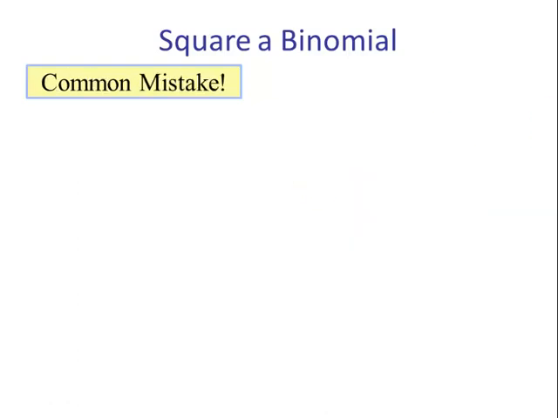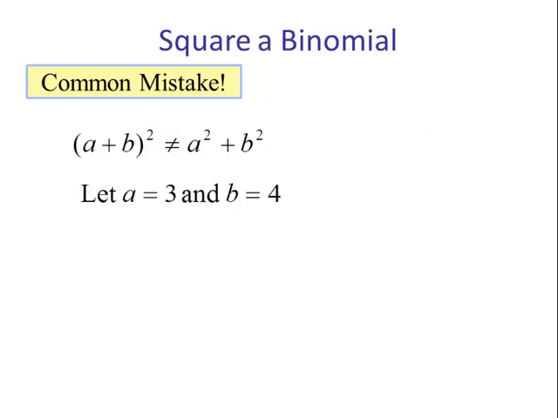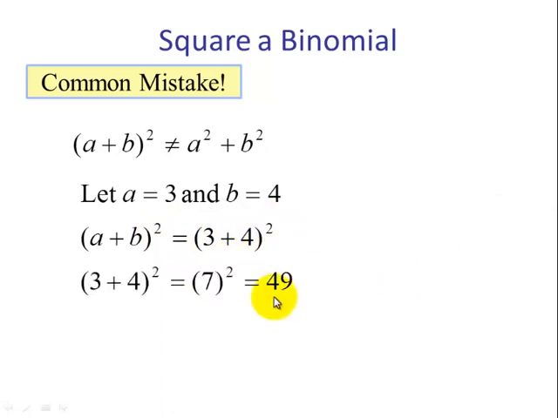Here's a common mistake with squaring a binomial. It is very easy to want to just square the first term and square the last term and that's it. But this is not correct. This is a mistake. Let's look at why. Let's let a be equal to 3 and b be equal to 4. So (a + b) squared is equal to (3 + 4) squared. Well, 3 plus 4 are like terms. We can combine them and we get 7. Square 7, you get 7 times 7, which is 49.